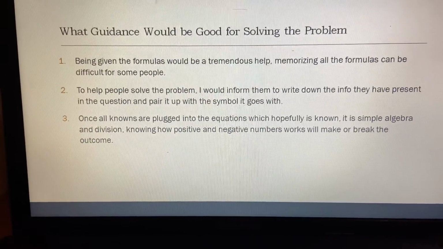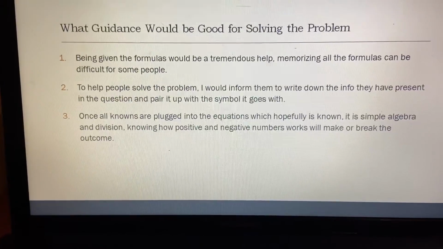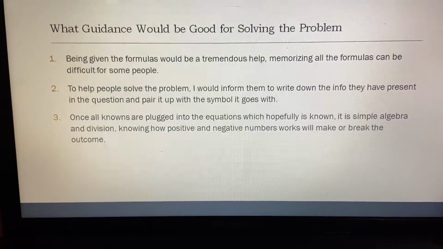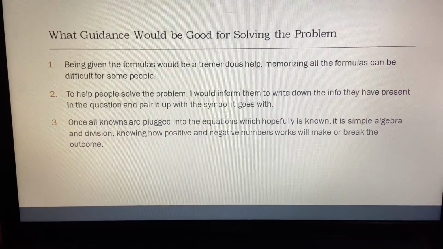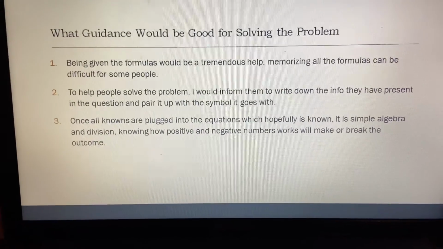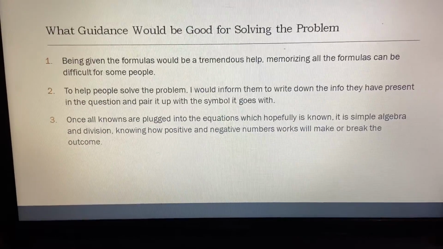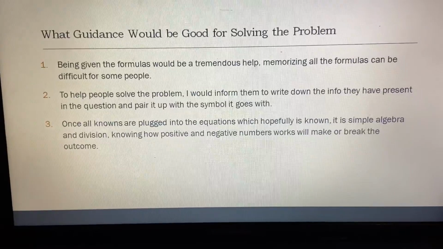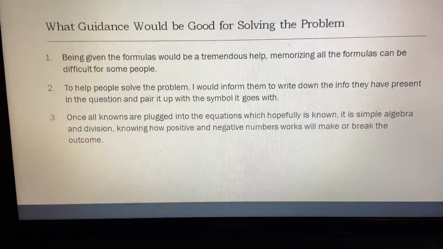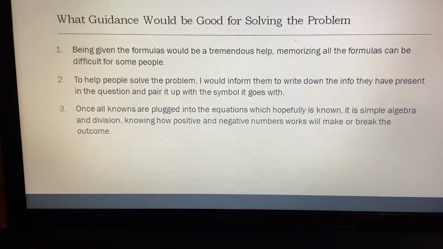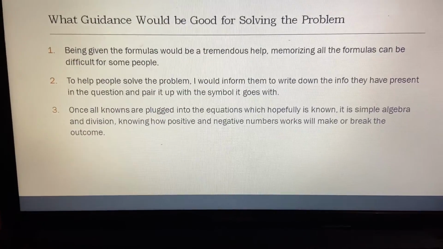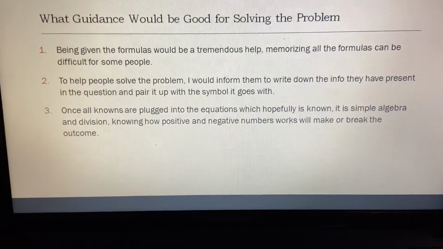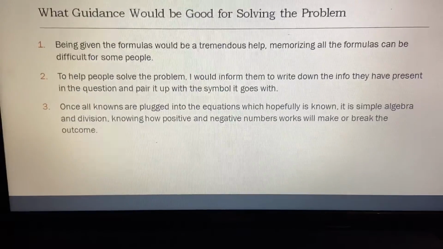Our second point is helping people solving the problem. I'd inform them that they need to write down the info that they have in the question. So we start with our known values, and then we pair it up with the symbol that it should match with. And that'll help us later on plugging it into the formula that we should have from the first one. Now, my last point is once you know all your knowns, it's pretty much simple algebra and division solving the problem.